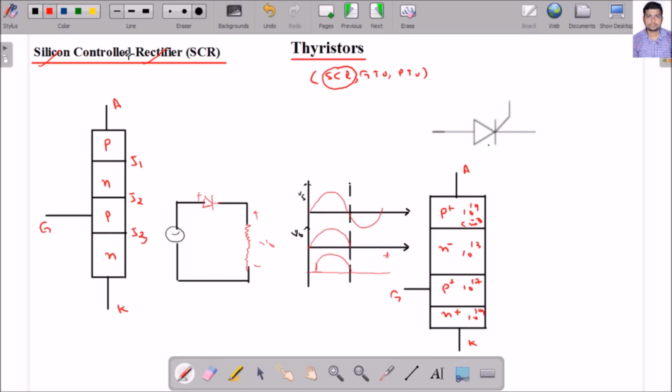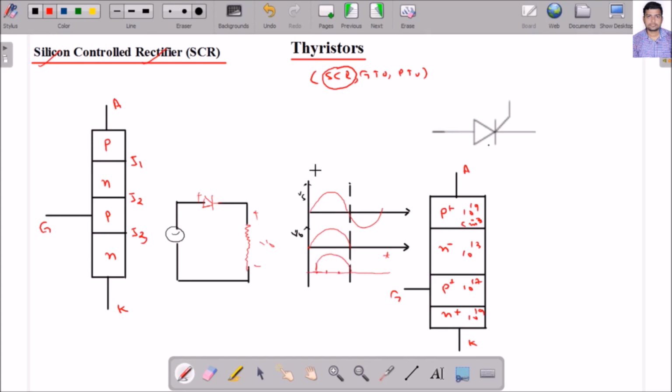But why is it control? It means the instant of conduction can be controlled. In the diode, as soon as the voltage is positive, it will start at the 0 point. But in the thyristor, I can start at the 0 point, I can start at this point also, or at this point also. So the instant of conduction can be controlled in case of a thyristor, so it is known as control. So the name is silicon controlled rectifier: silicon is the material used, rectifier is the function, and control means the instant of conduction can be controlled.